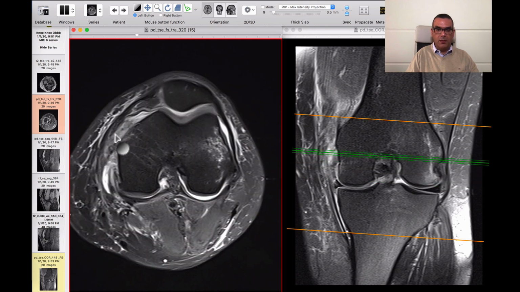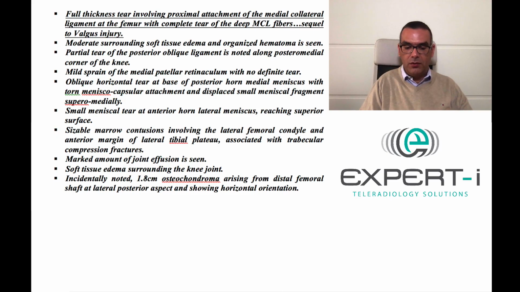There is a sprain of the medial patellar retinaculum, an oblique horizontal tear at the base of the posterior medial meniscus with torn meniscocapsular attachment as we described, and the meniscal fragment, the tiny tear at the anterior horn of the lateral meniscus, the sizable marrow contusions as we elaborated with the tiny fractures, and as we said, there is a small osteochondroma, soft tissue edema and the joint effusion. So this is one of the most difficult cases you can see, but if you go step by step, you have to think logically, take it slowly and identify each of these pathologies on its own.